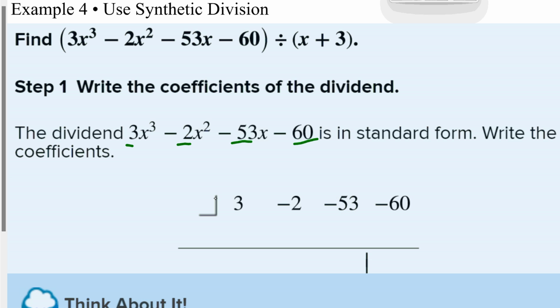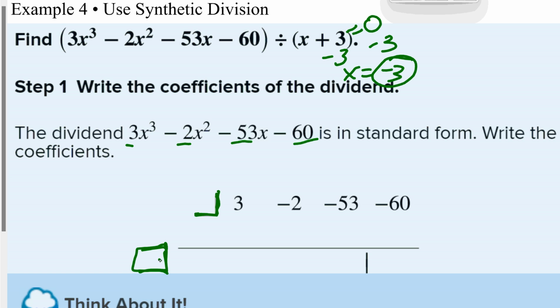Okay, and then you put this little bracket here. I think I put mine actually down here, but you can do whatever you want, it doesn't matter. What's going to go in this little bracket is what you get from setting what you're dividing by equal to 0 and then solving for x. So if I subtract 3, I get x equals -3. And so that's what's going to go in this little box here. I actually make this a box. And so I put in -3 in there.